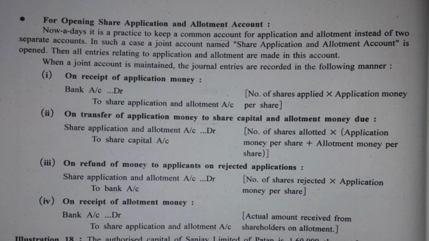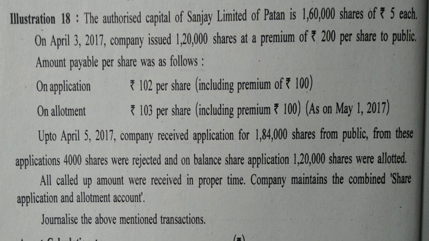And a separate journal entry for refund of money. In usual cases, we write it as to bank along with the transfer of application money to share capital, if you remember. Here, the journal entry is to be written separately, nothing else. These 4 journal entries, firstly, you have to write down in your fair book. You have to learn them, understand them well, and then we'll start with illustration 18. We are done with understanding these journal entries, so let me begin with illustration 18.